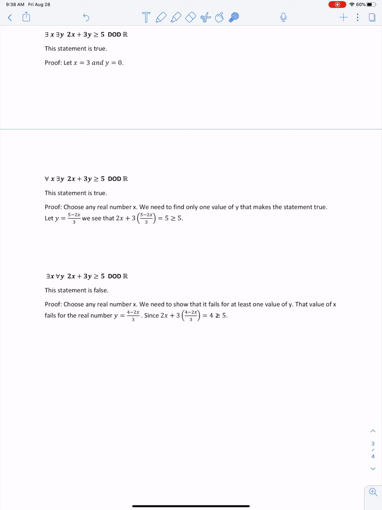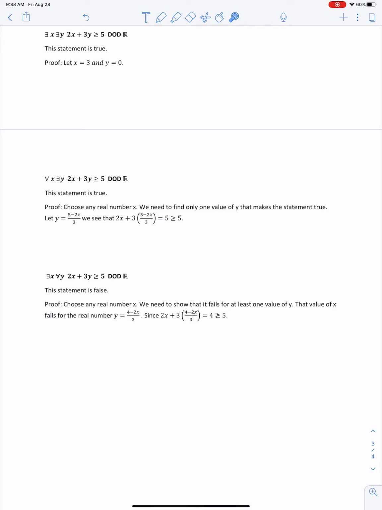All right, so read it slowly and think about it. Is it true that for each x, there's a y such that 2x plus 3y is greater than or equal to 5? I'm thinking so. Now that y, since the existential quantifier comes second, is allowed to depend on that x. So I think I'm always going to be able to find a y.